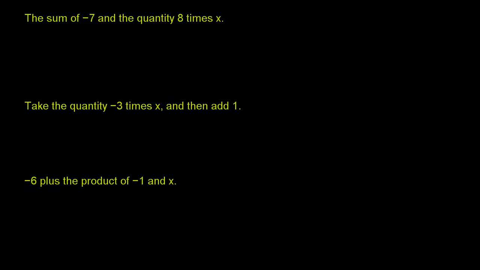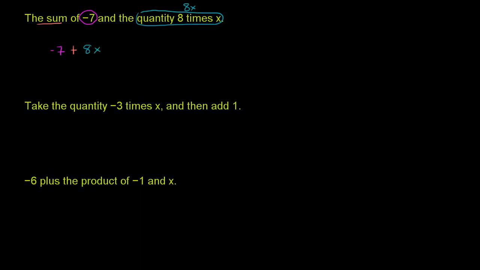What I want to do in this video is write the algebraic expressions that represent the same thing that these statements are saying. So this first statement, they say the sum of -7 and the quantity 8 times x. So the sum, so we're going to have an addition here, of -7, and the quantity 8 times x. So the quantity 8 times x, well, that's just 8x. So I can just write 8x over there. So it is -7 plus 8x. Or you could view this as the sum of -7 and the quantity 8 times x.